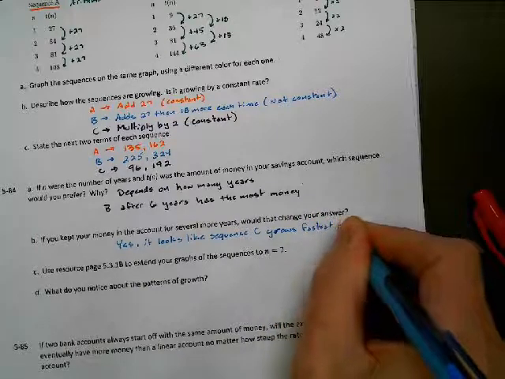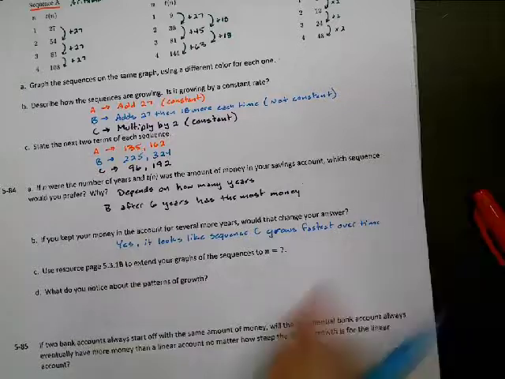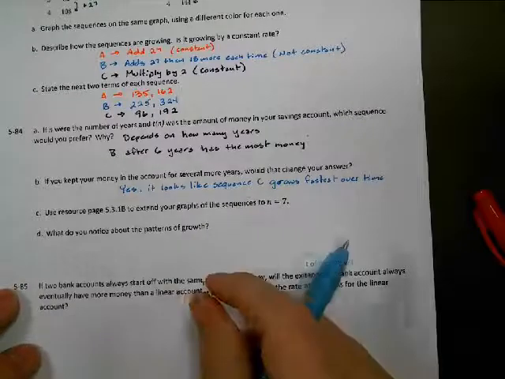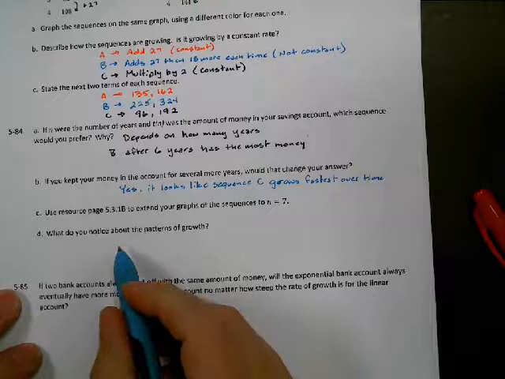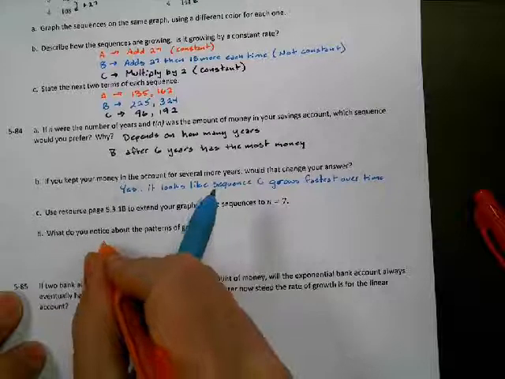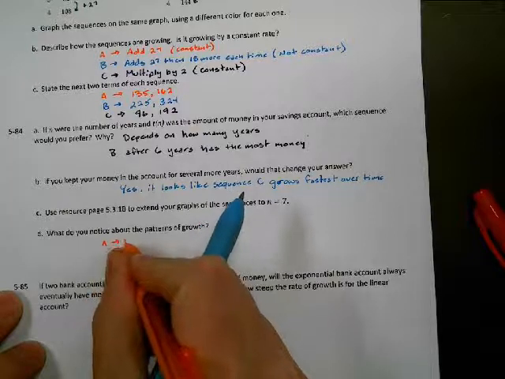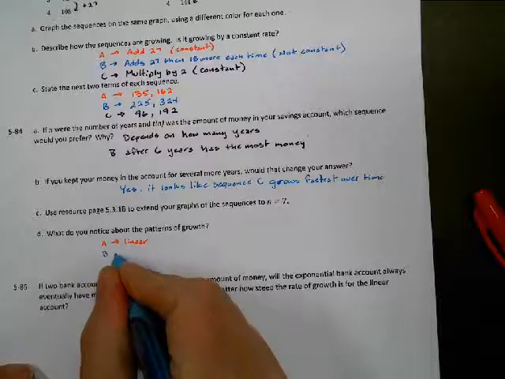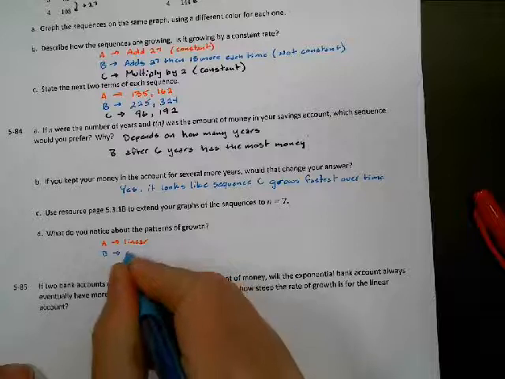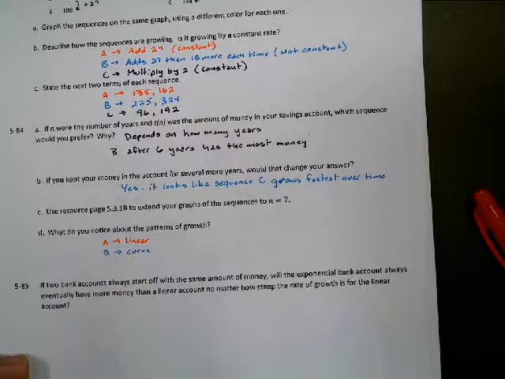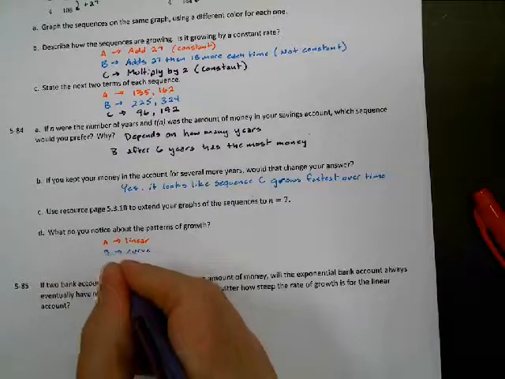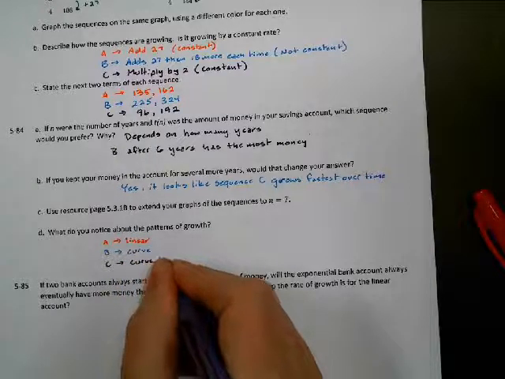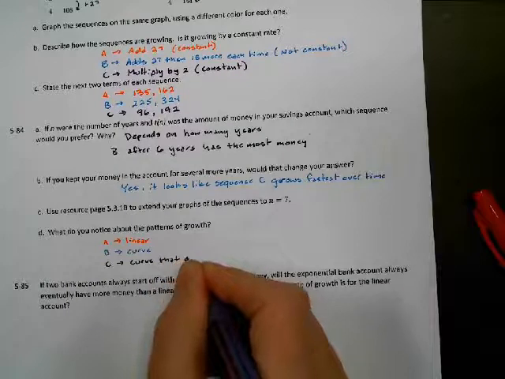All right, we already did the sequence of 7. So what do you notice about the patterns of growth? Well, the A is linear. We notice that B was a curve. And we notice that C was a curve that grew faster as time went on.